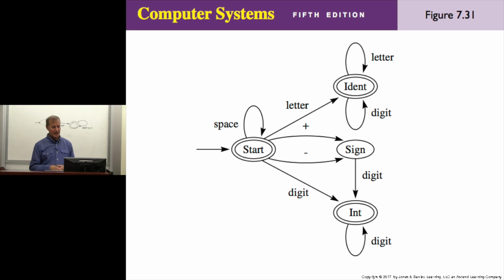And now what about the int? How can we get to int? By a digit directly, or a plus or minus to a state called sign, and then a digit from sign to int, and then a digit on int. So this is a multiple token parser. What this multiple token parser is going to recognize is either the empty token, or an identifier, or a signed integer. All right? And we're going to use the direct programming technique to implement this finite state machine.